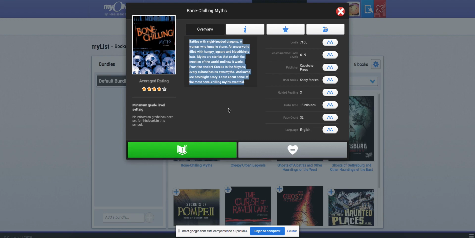Go ahead. Barrels with 8-headed dragons? I don't know. Yeah. A woman who turns the stone and underworld Field. with hungry hours and bloodthirsty, but myths are stories that explain the creation of the world and how it works. From the ancient Greeks to the Mayans, every culture has its own, and some are downright scary. Learn about some of the most bone-chilling myths ever told. So thank you, darling.